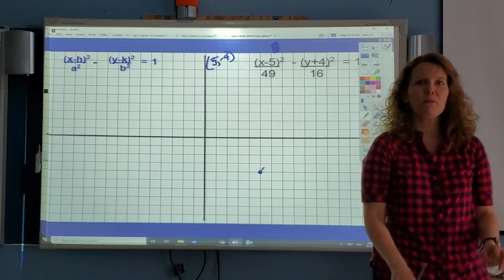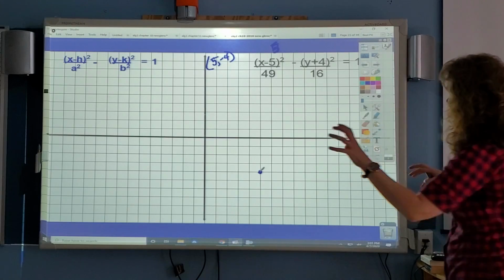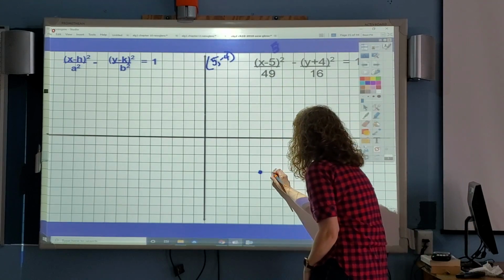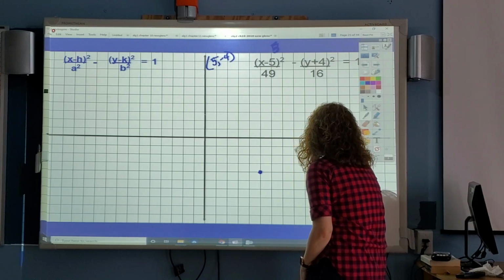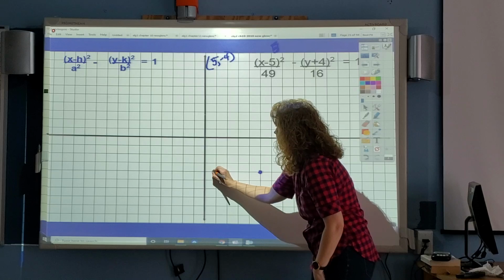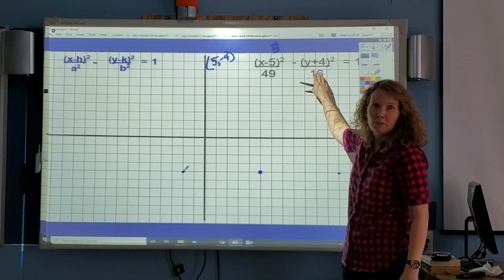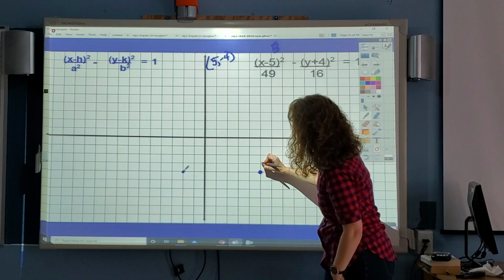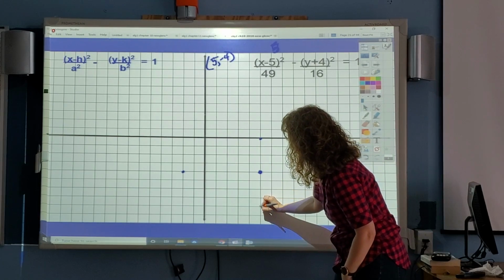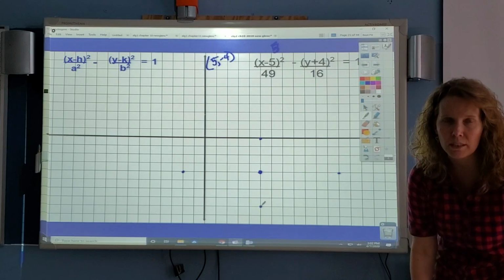Okay. Now what I'm going to do, it's just like we did with ellipses. We're going to go out those different axes, those points. So on the x, we're going to go out 7. 1, 2, 3, 4, 5, 6, 7. And then up and down, what do you think? 4. 1, 2, 3, 4. Okay, but stop, don't draw an ellipse.